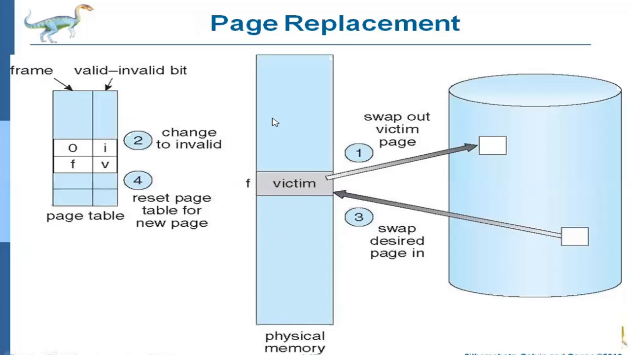And here, whenever it is available, automatically the value can be changed from invalid to valid. Automatically it will update the page table for a new page. So this is the page replacement algorithm. Is it clear what page replacement is? Whatever page is demanded by the CPU, if that page is not in main memory, then it will be brought from the disk to main memory.